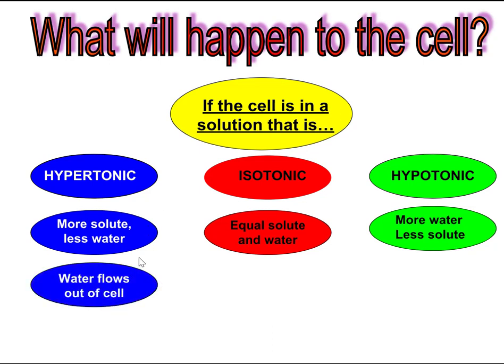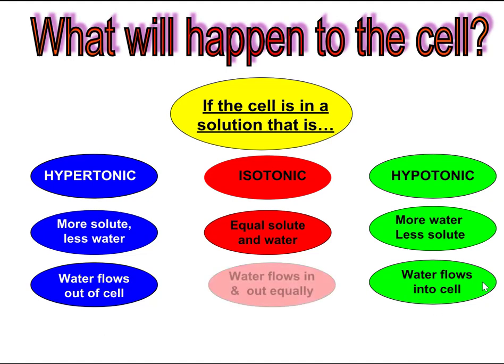So if I have less water, that means that water is going to be flowing out of my cell. If I have more water, that means that more water is going to be flowing into my cell. And if I have equal, water will be flowing in and out equally. Again, if you need to pause this to write these down, please do so.